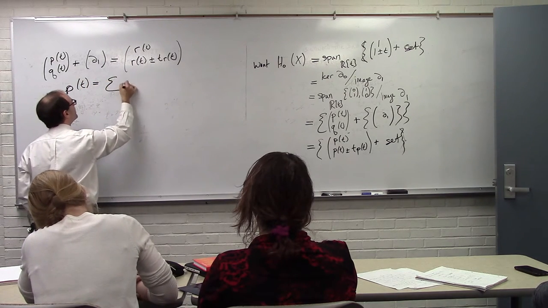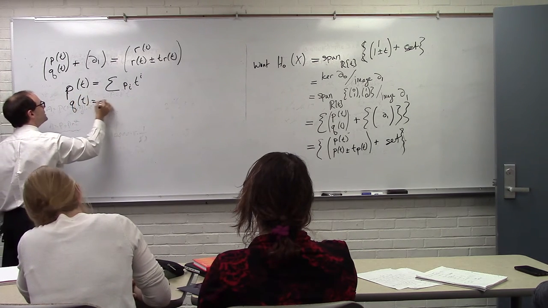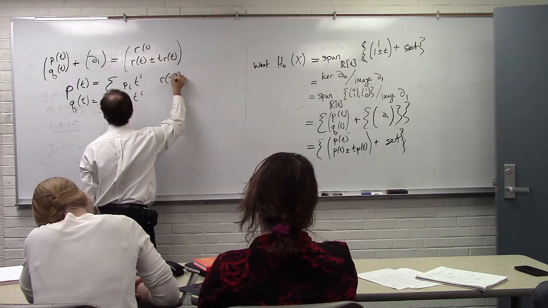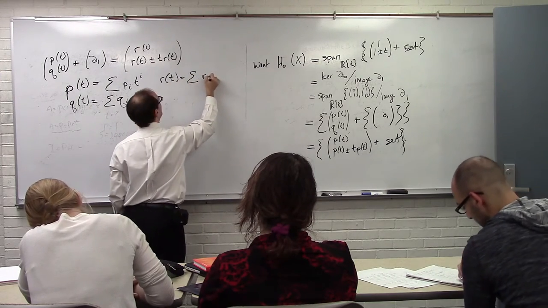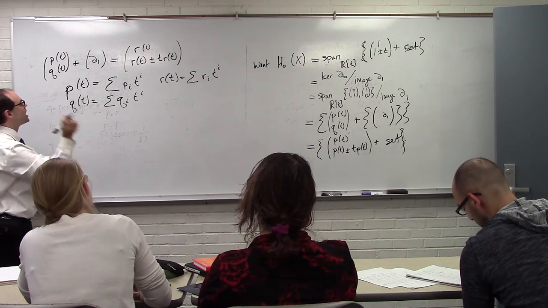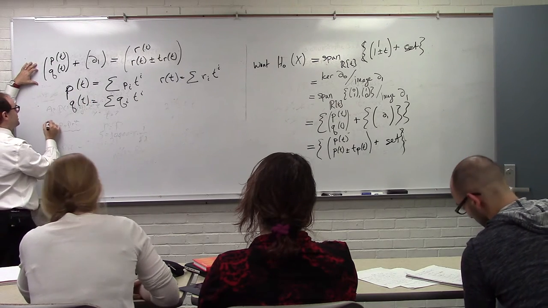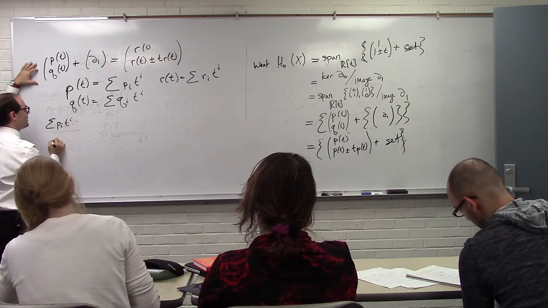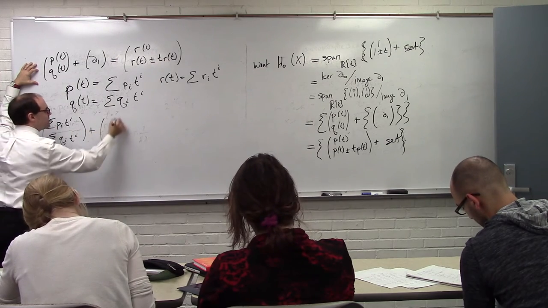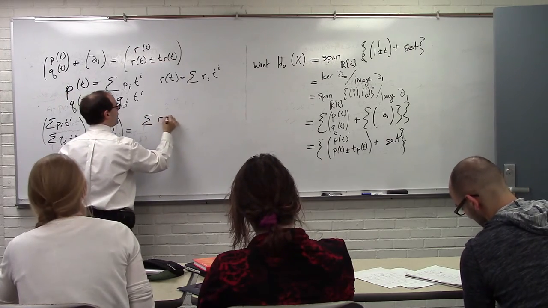So this is sum p_i t^i, q is sum q_i t^i, and r is sum r_i t^i. Our i's in our ring are? Yep, all of those i's are in our ring, yes. Are in our field, actually. Okay, so now let's write all of this stuff out. This is sum p_i t^i. This is sum q_i t^i. Plus this thing we need to find. And now we've got the sum r_i p_i.